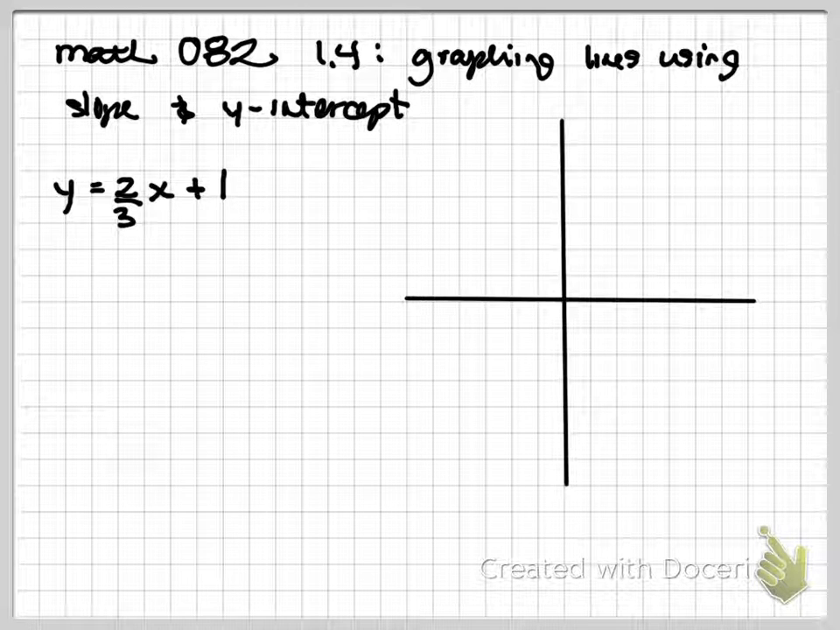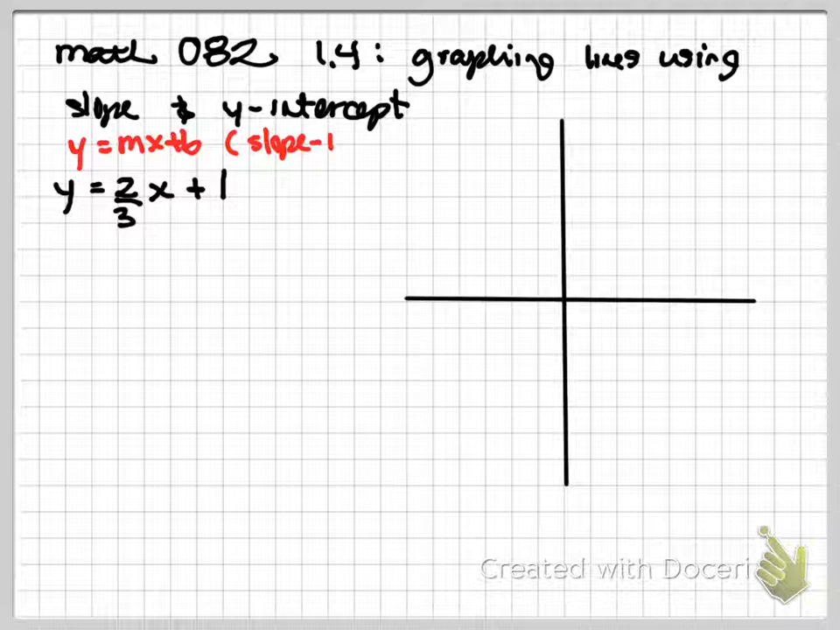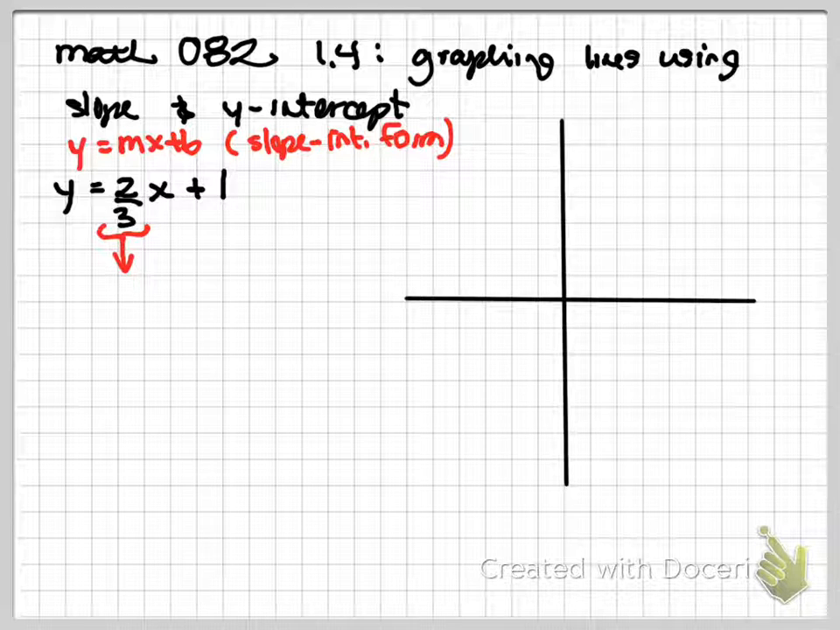So, we're going to assume that we were given an equation that's already in slope-intercept form. If you recall, slope-intercept form is y equals mx plus b. So using slope-intercept form, we know already just by looking at this equation that our slope, m, is 2/3.